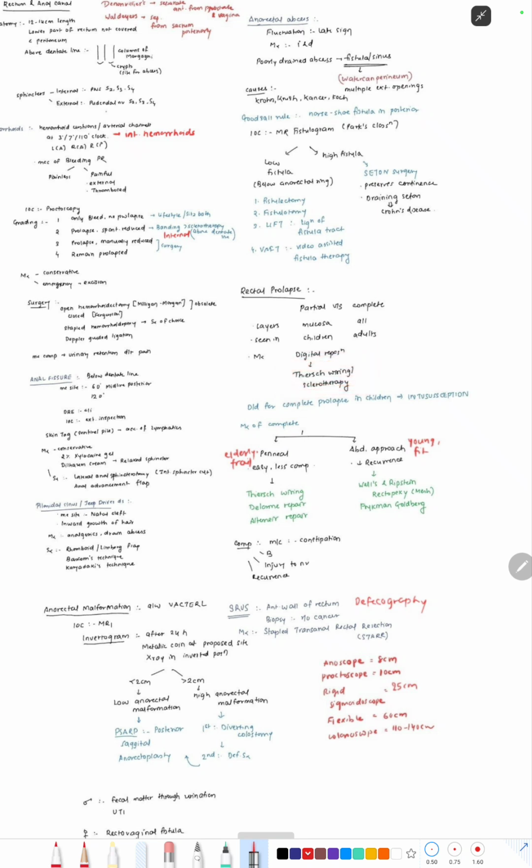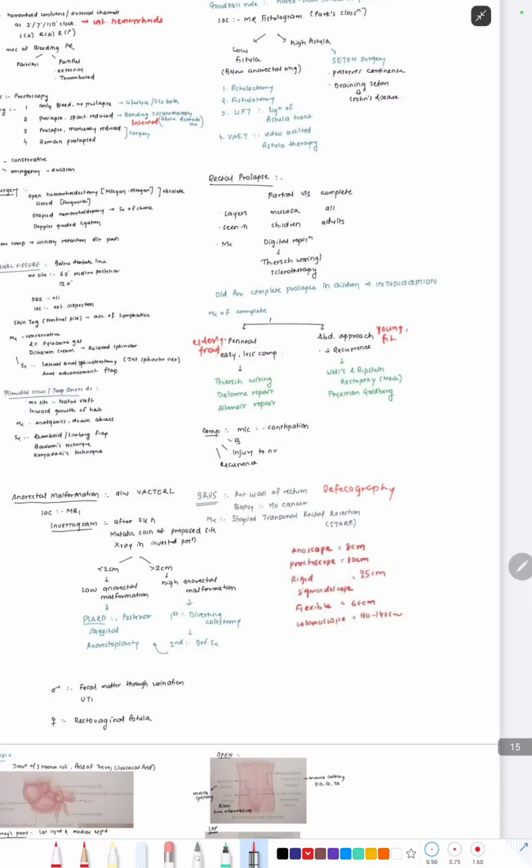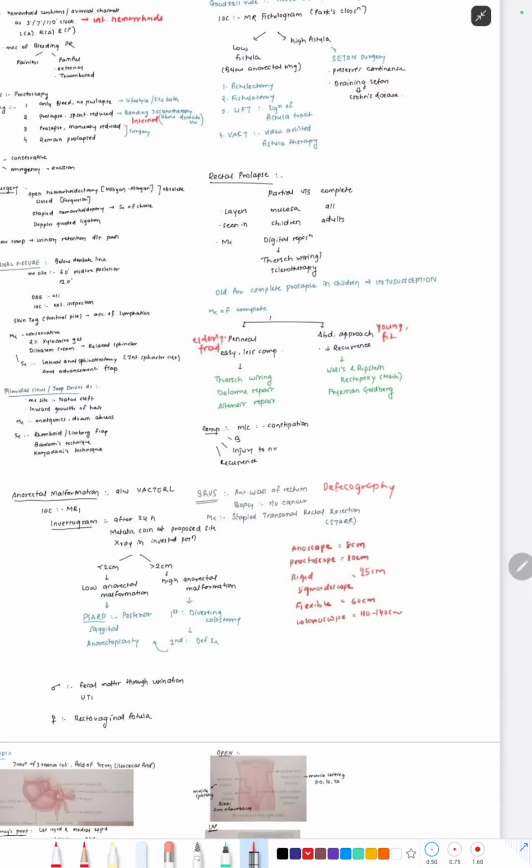For complete prolapse, however, only surgical management is required, and it can be either perineal or abdominal approach. Perineal approach is easy, having less complications but more recurrence. Generally done in elderly or frail patients. The management includes the Thiersch wiring, Delorme's repair, or Altemeier's repair.